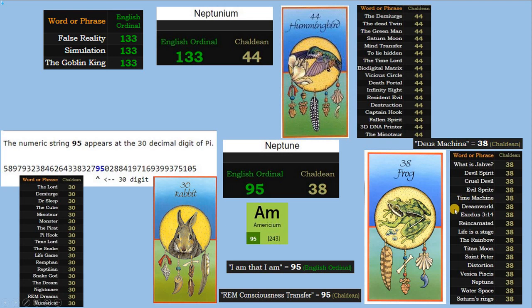The time machine, dream world, Exodus 3:14, and 3:14 indicates pi, and this is where we find I am that I am. Then we have reincarnated, life is a stage, the rainbow, Titan moon, Saint Peter, that indicates the inversion, distortion, Vesica Pisces, Neptune, water space, and Saturn's rings. So Vesica Pisces is very important. I spoke about it in my first video, God of Sleep 1, and in the third one I spoke a lot about Vesica Pisces linked to the spiral. And this spiral creates our reality.